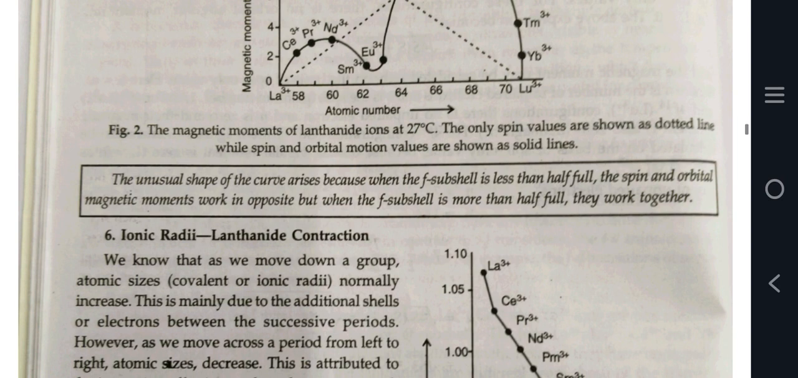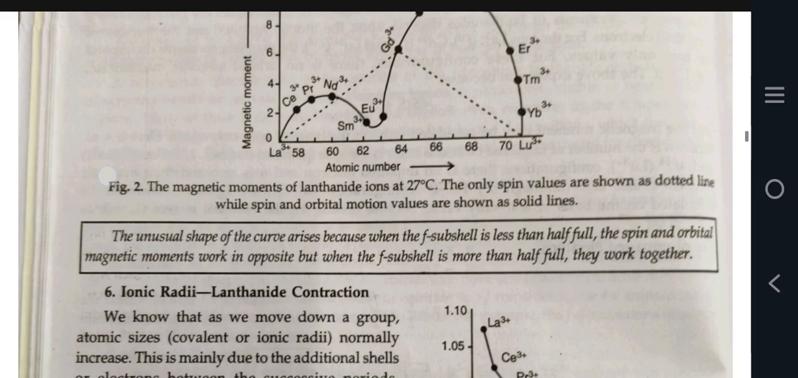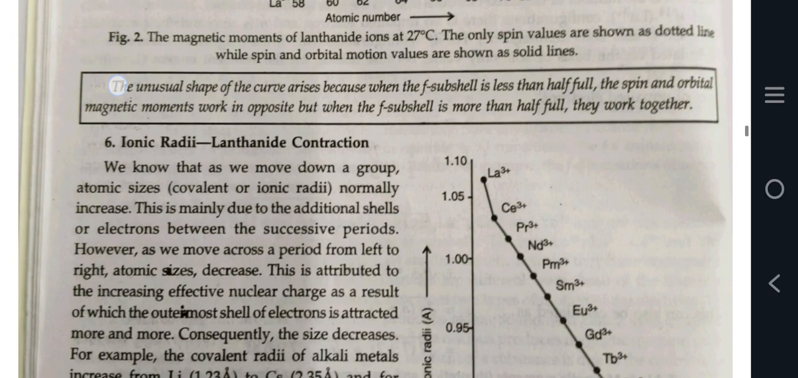The magnetic moments of lanthanide ions at 27 degrees Celsius, with only spin values, are shown as dotted lines, while spin and orbital motion values are shown in solid lines. The unusual shape of the curve arises because when the f subshell is less than half full, the spin and orbital magnetic moments work in opposition, but when the f subshell is more than half full, they work together.